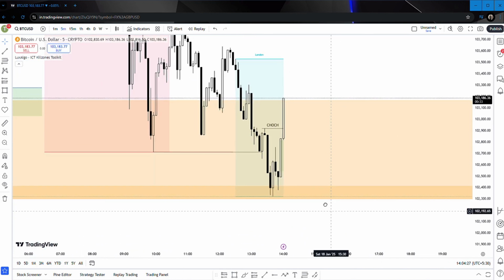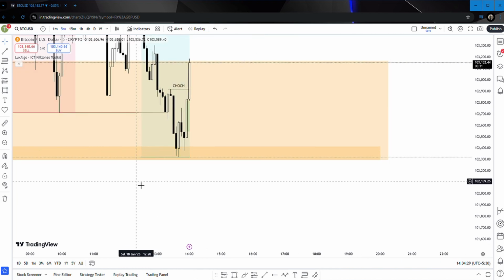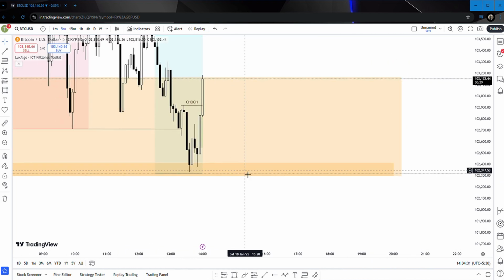This is the direct entry point where you could have taken it and got about a 1:21 risk to reward ratio, but that is the direct entry. You can take a direct entry, but I suggest you take it only by maximizing your profits and minimizing your risk.